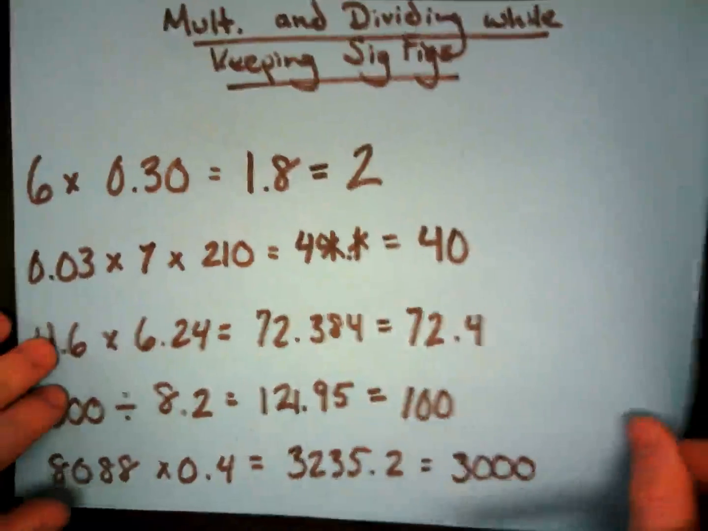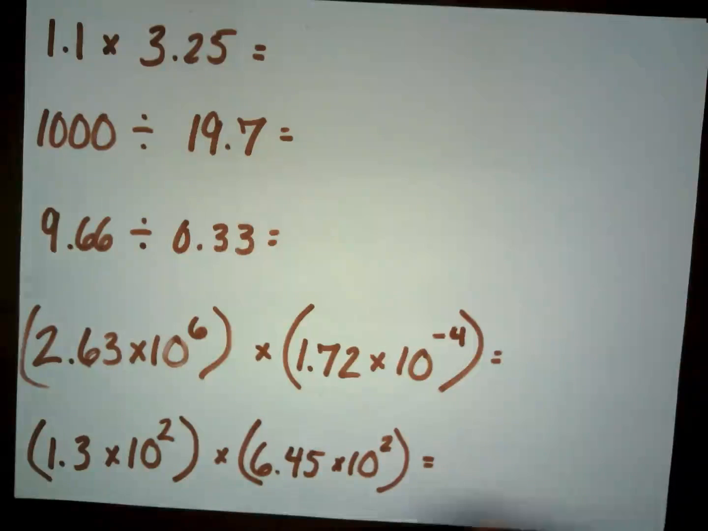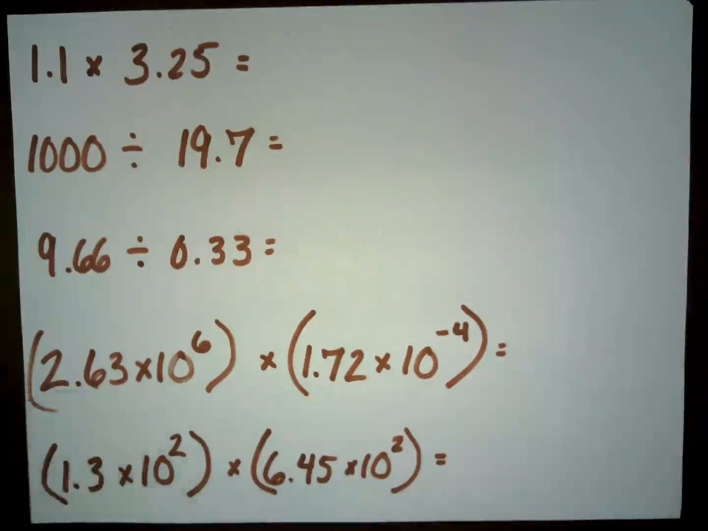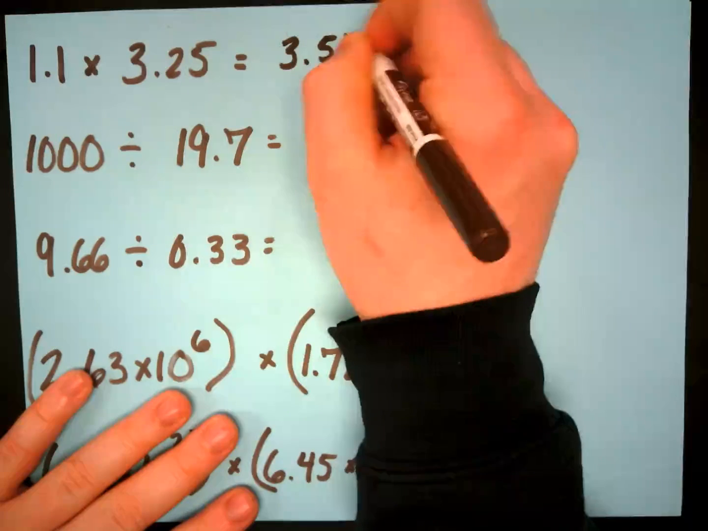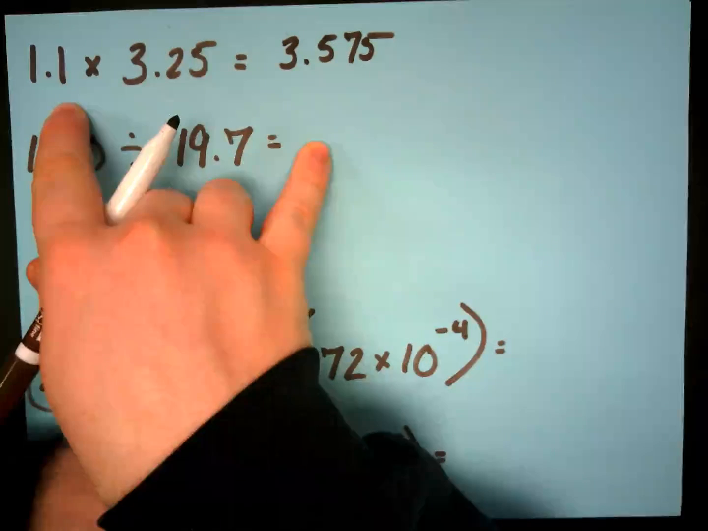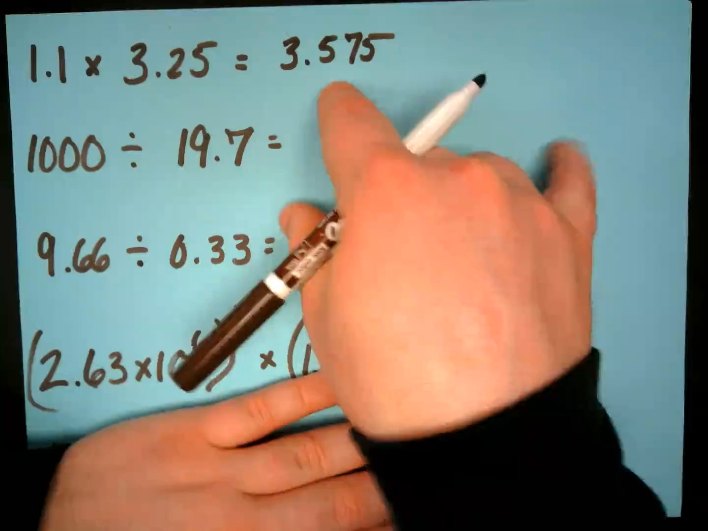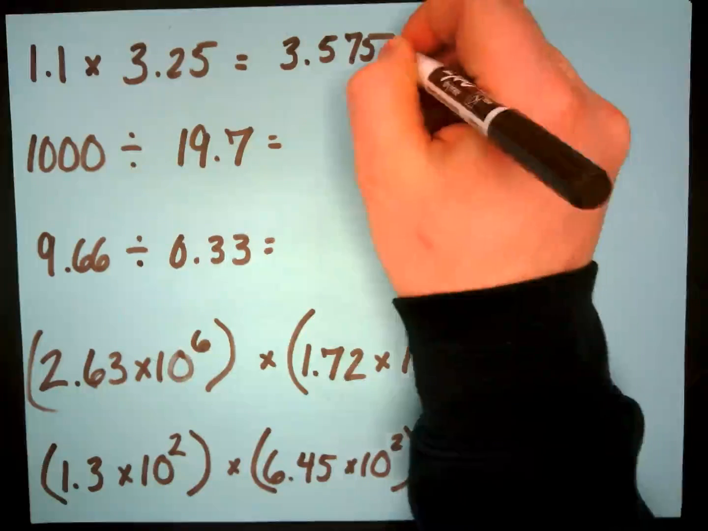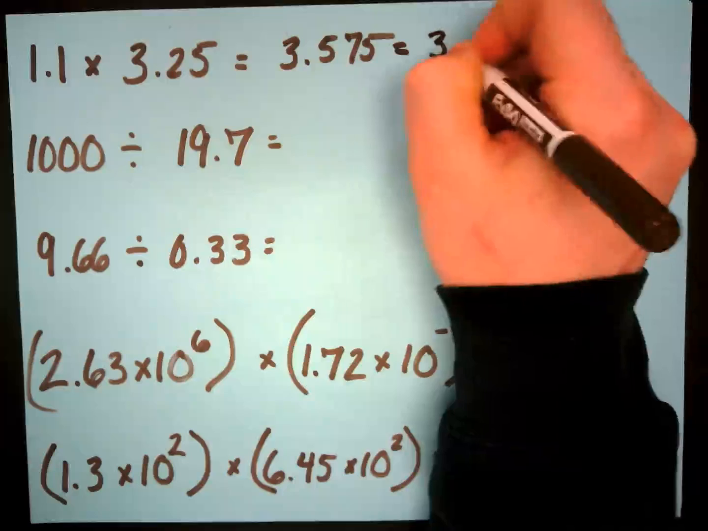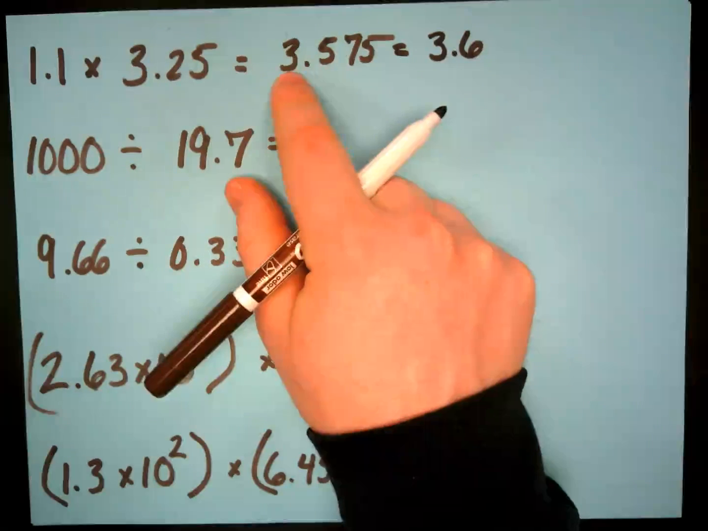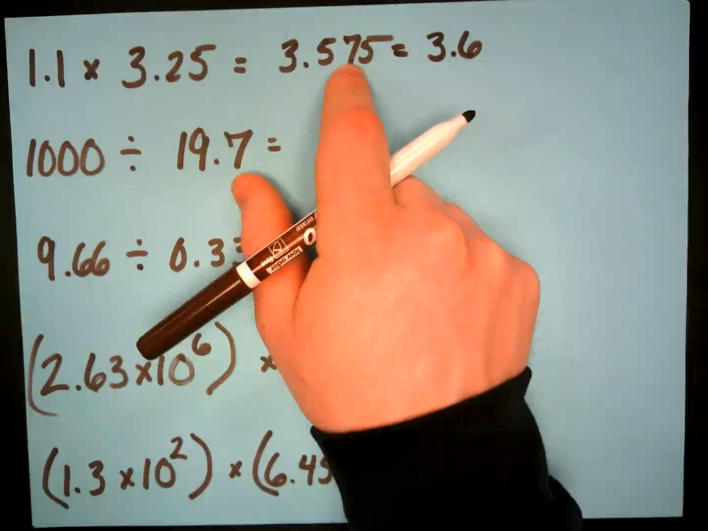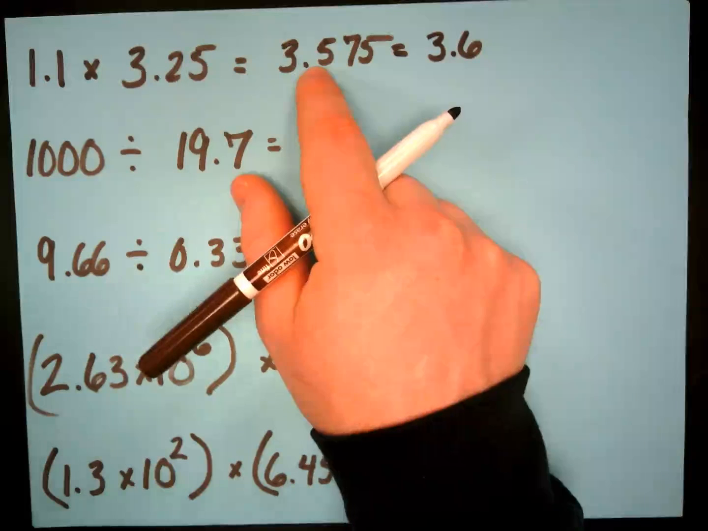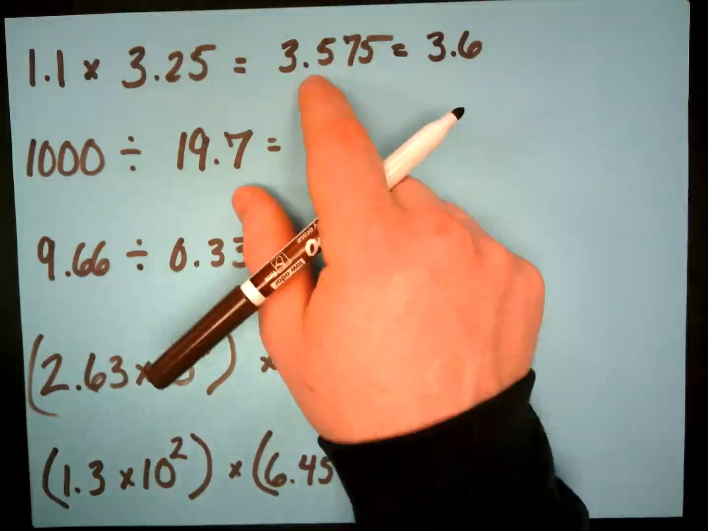Okay, moving on. Now, 1.1 times 3.25 is going to give us 3.575. 2 sig figs here, 3 sig figs here. So my final answer should have just 2 sig figs. So my final answer is going to be 3.6. Why? Because 1, 2. But because this guy right next to the 5 is a 7, we're going to round this one up. So it's actually 3.6.